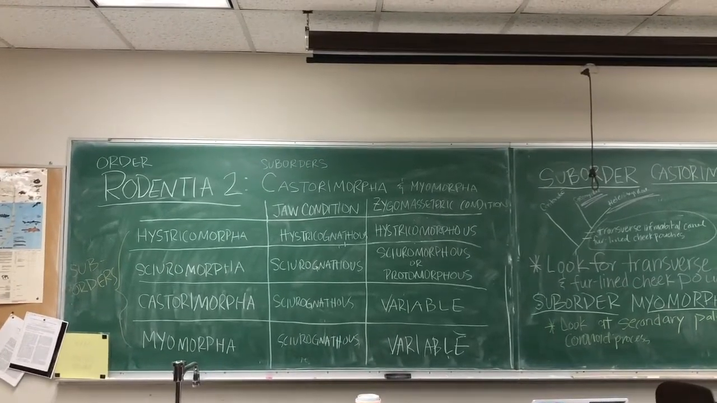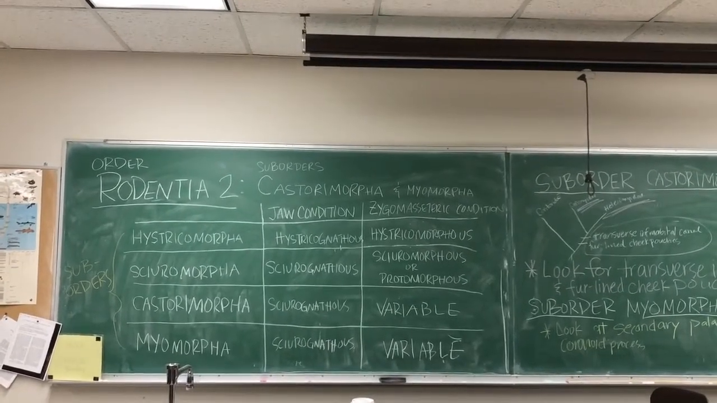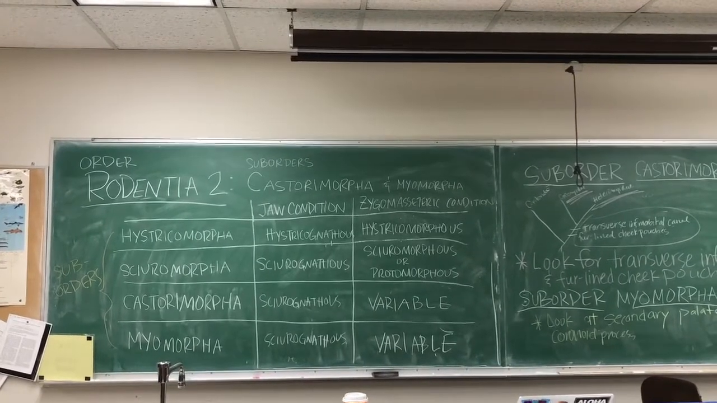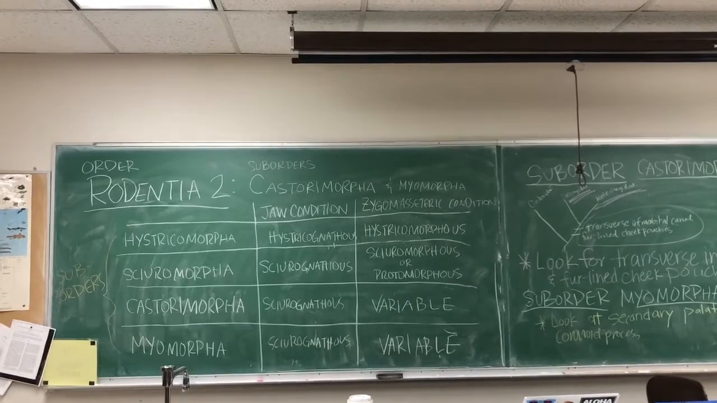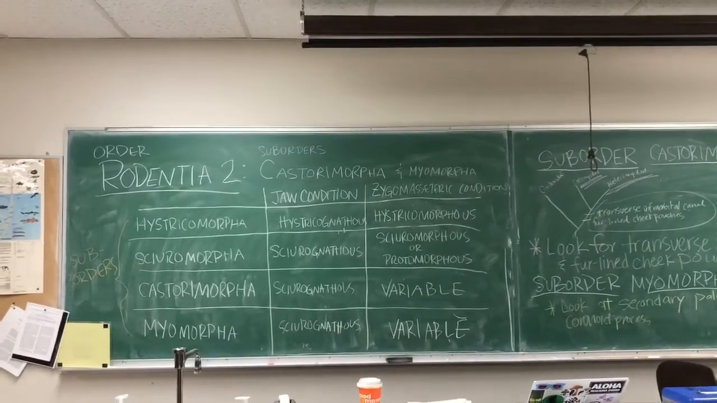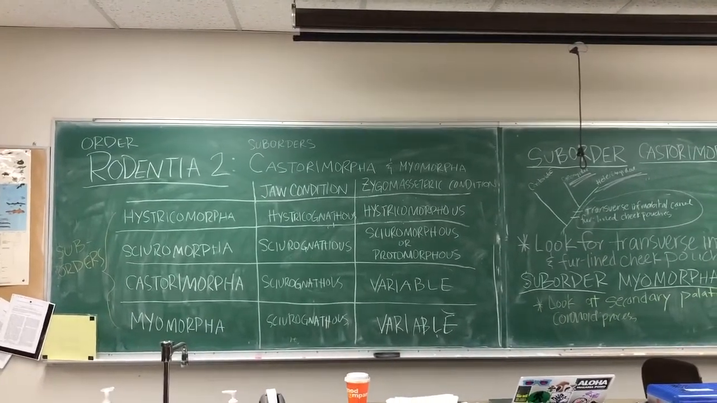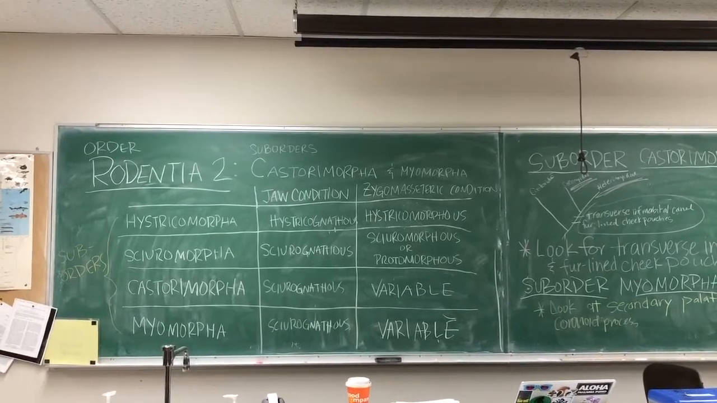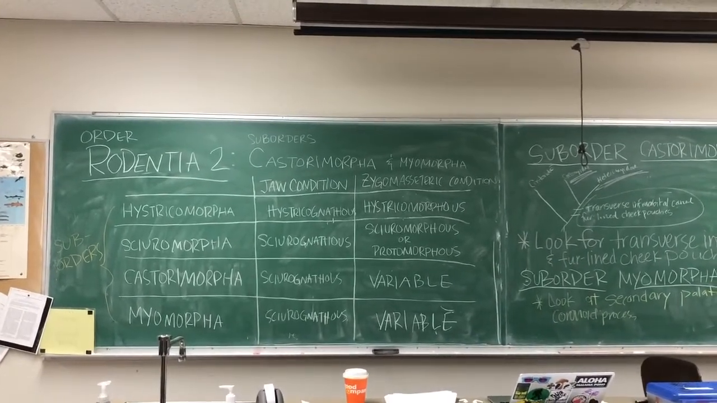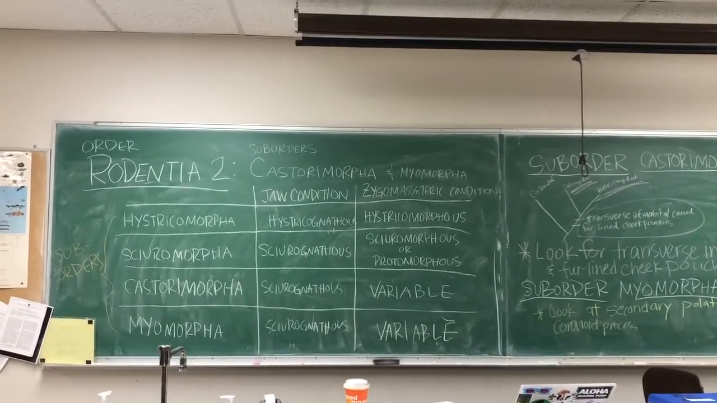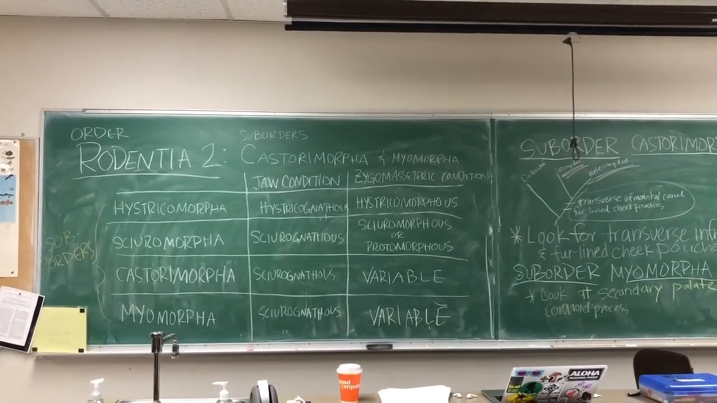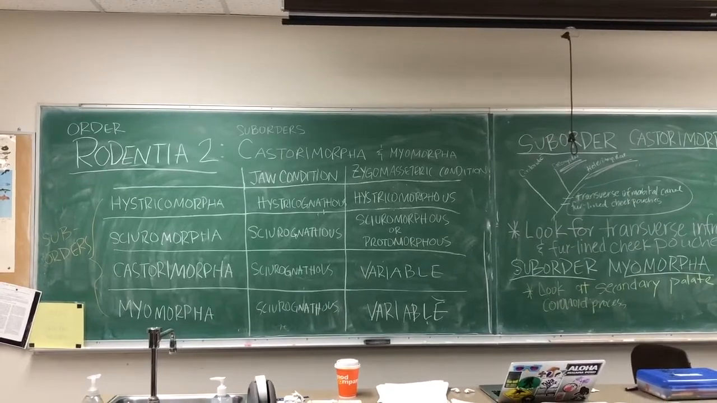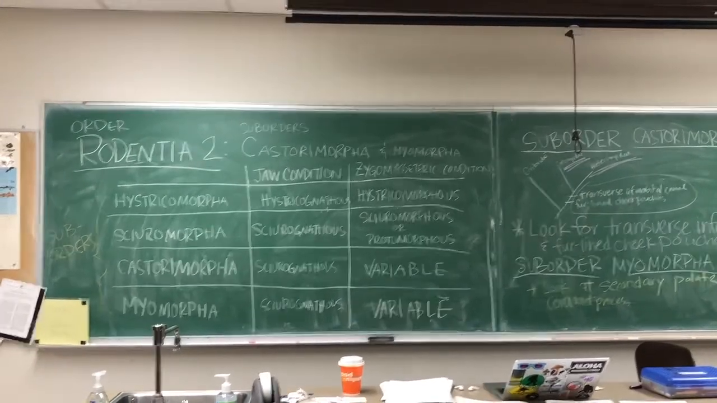Today we're going to be looking at Rodentia again, and so we're going to look at our last two suborders, which are Castoreomorpha and Myomorpha. For these two, the zygomasseteric condition is going to be variable, so make sure you are looking at what the zygomasseteric condition is for the families in each.